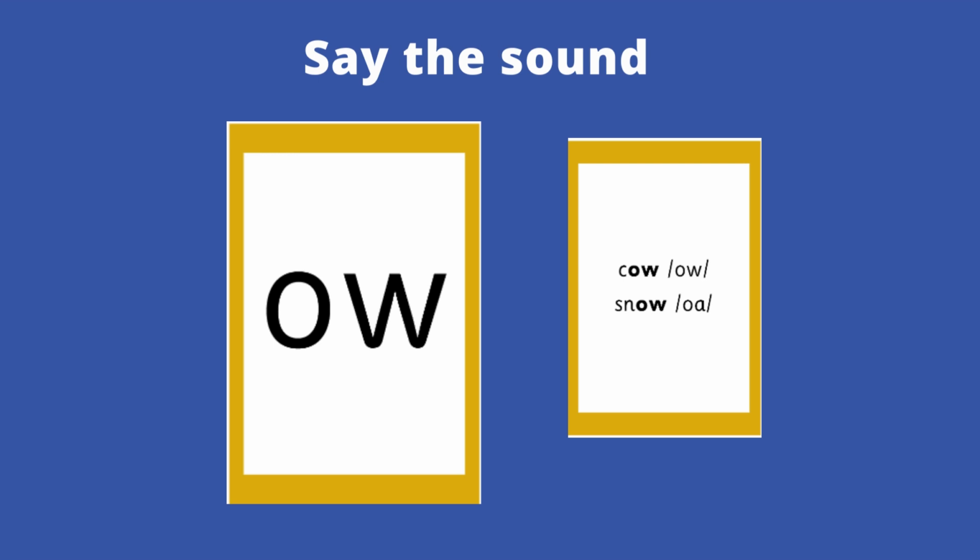We've also learned that this digraph also makes the O sound. So we learned previously that the O and W make the ow sound, like cow. But this week we've learned that in some words it makes the O sound, like in the word snow.